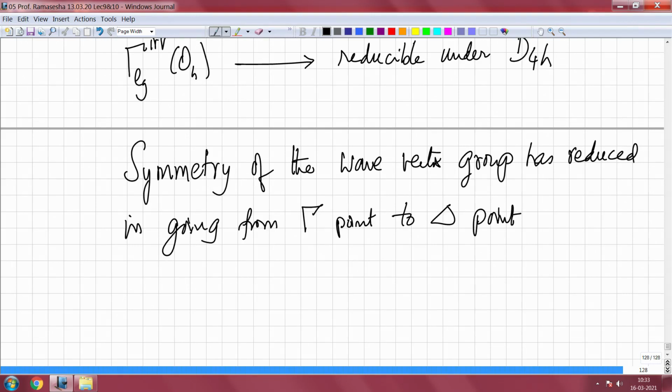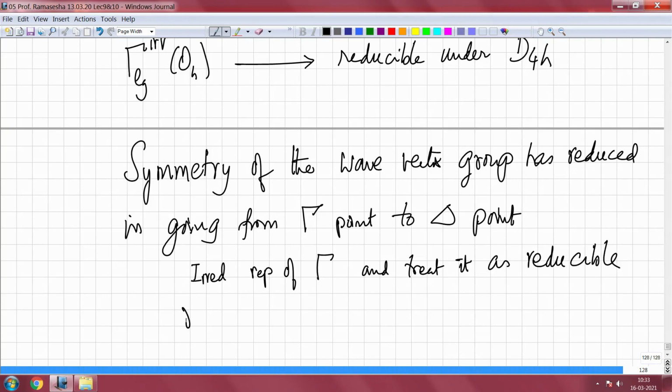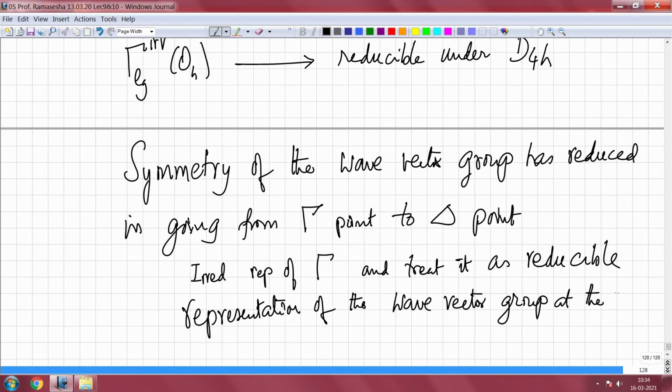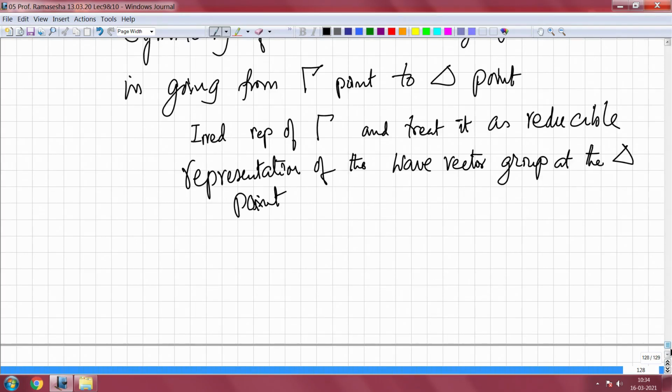So, you can have the irreducible representation of gamma and treat it as a reducible representation of the wave vector group at the delta point. Similarly, you have other points.